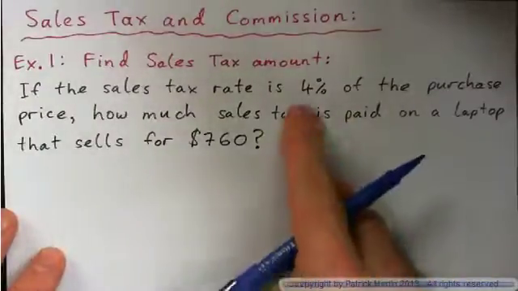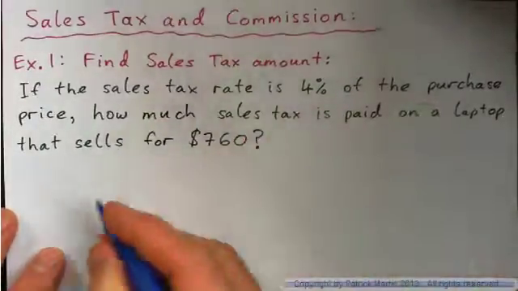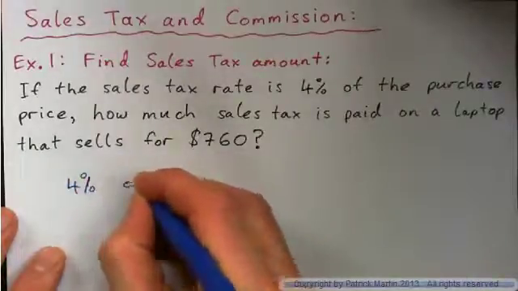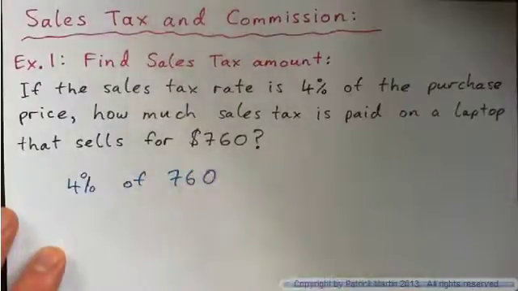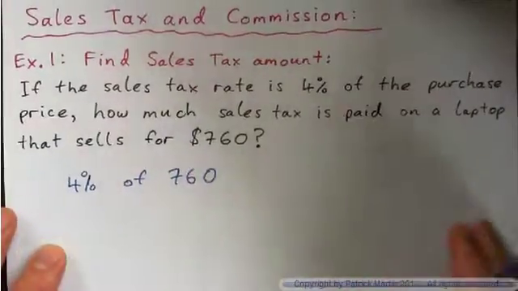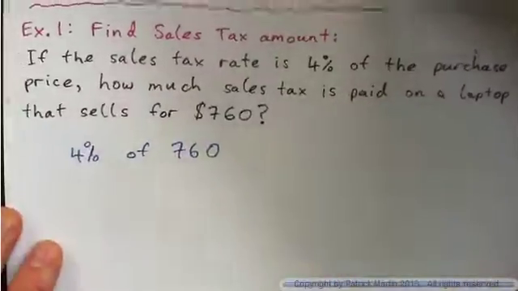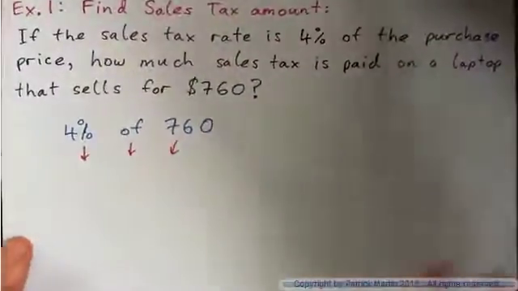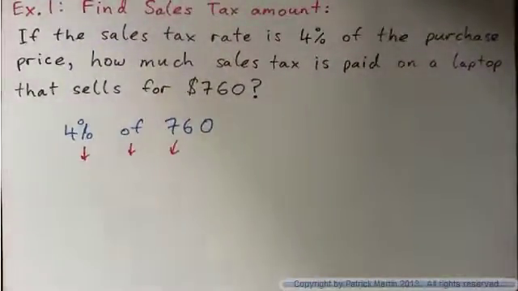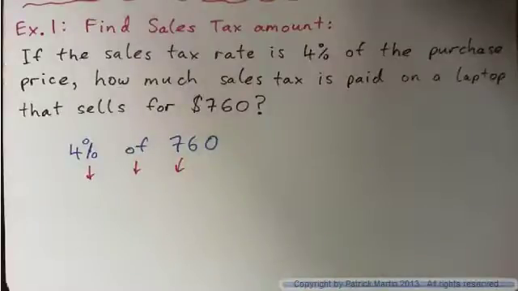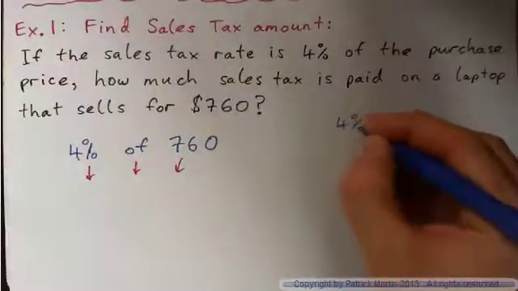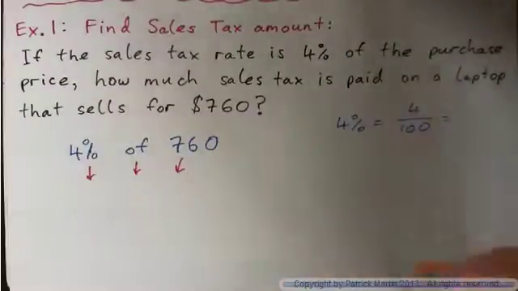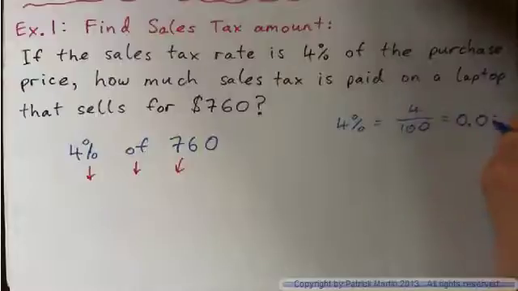So this is the purchase price, okay? Don't we have to get 4% of $760, right? That's what we have to calculate. So what we need to do is turn this into a decimal and write that as an expression. So 4% is what as a decimal? Just remember, 4% is 4 per 100. 4 divided by 100, which is 4 hundredths, or 0.04.